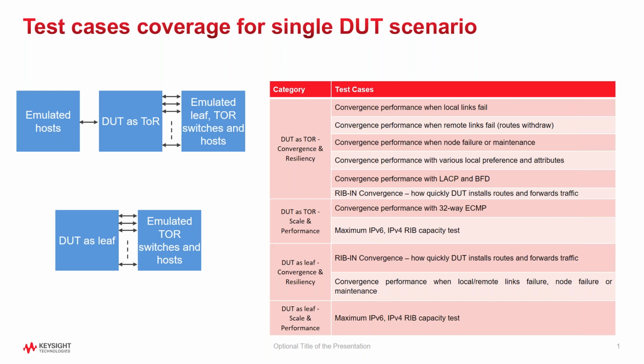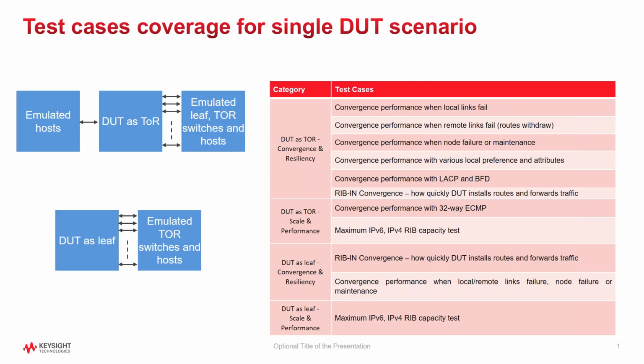Coming to the scale, we will be measuring the convergence with up to 32-way ECMP while applying these failure scenarios. The next test case is the route capacity test. In a network, if a particular rack of servers goes down, the load increases on the remaining devices available in the network. So we need to know the maximum route capacity that the switches can handle.